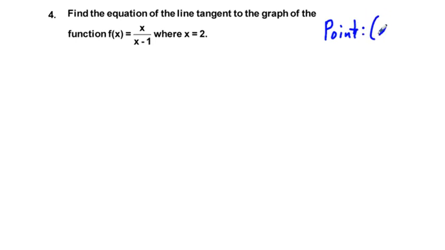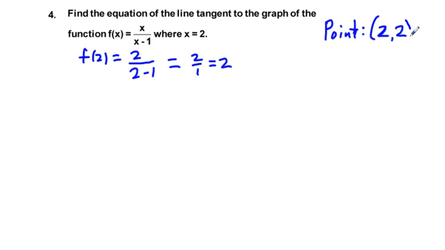Well, your point, your x-coordinate, is already identified as 2. To find the y-coordinate, we're going to find f of 2. So we're going to have 2 over 2 minus 1. So that's going to be 2 over 1 equals 2. So our point here is (2, 2).